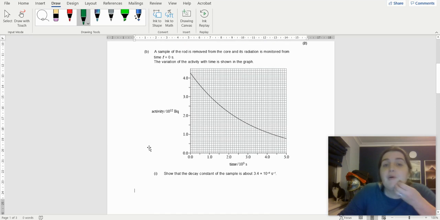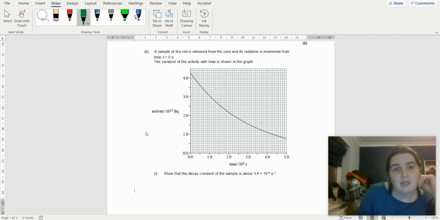A sample of the rod is removed from the core and its radiation is monitored from time t equals 0. The variation of the activity is shown in the graph, okay, and I've got activity versus time. You can see it's an exponential because it's decreasing like that. Show that the decay constant of the sample is about 3 times 10 to the minus 6. So this is one of those things where you go, oh, I don't know what to do here. So let's actually break this down.